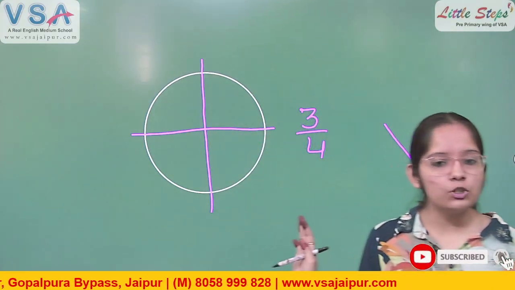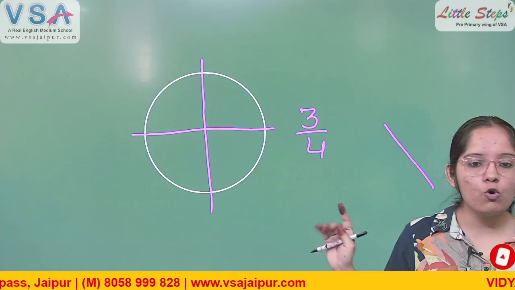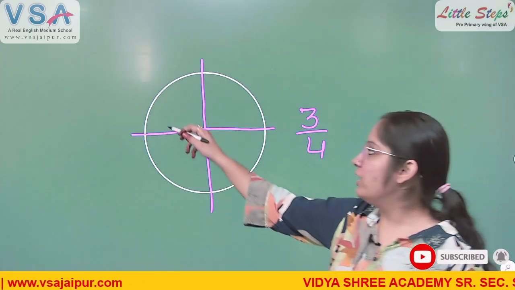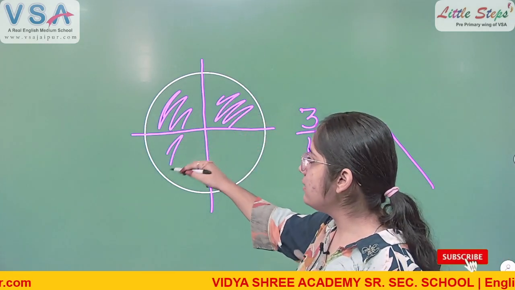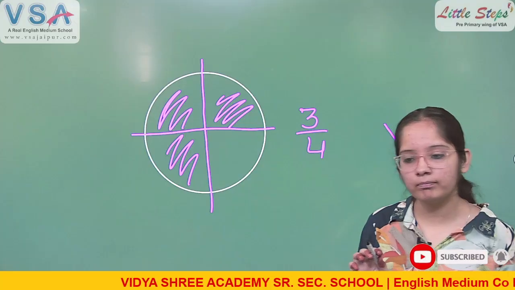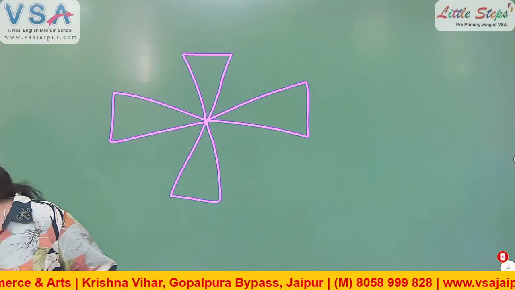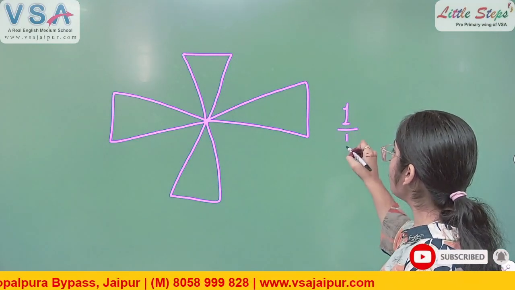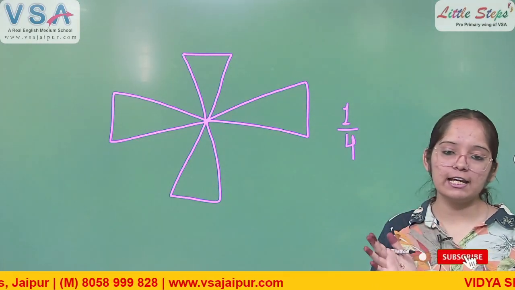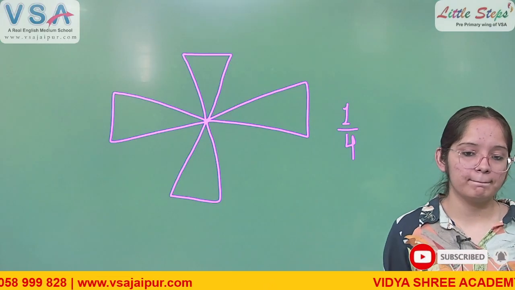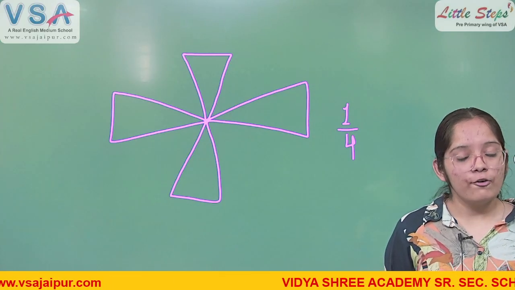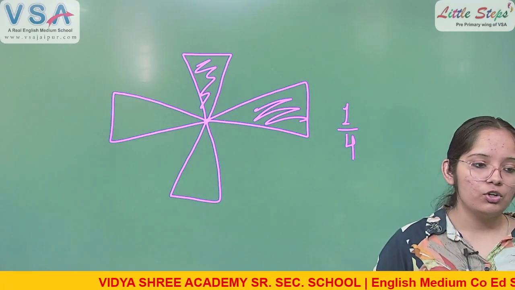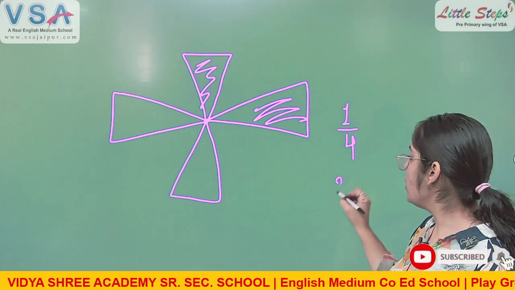Now I have divided it into 4 parts. What is on top? 3. So how many parts will I color? 3. 1, 2 and 3. Easy? Okay. Now this is a figure, and if I have to color 1 upon 4 of the following, how many parts will I color? 1 part. And if I color 2 parts, then what will I write? 2 upon 4.